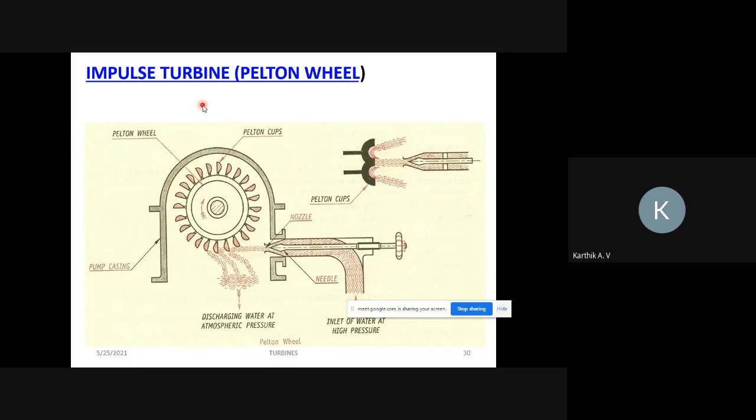Understood? Any doubt in impulse turbine? Any doubt? Tell me now. Just clarify your doubt. Any doubt?